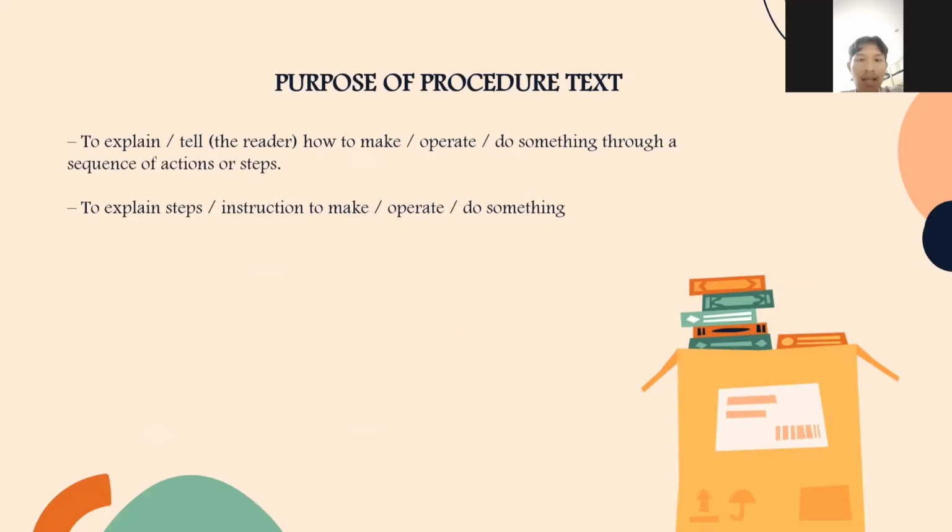The next is the purpose of procedure text. The first, to explain or tell the reader how to make, operate, or do something through a sequence of actions or steps. And the last, to explain steps or instructions to make, operate, or do something. Thank you. Back to moderator.